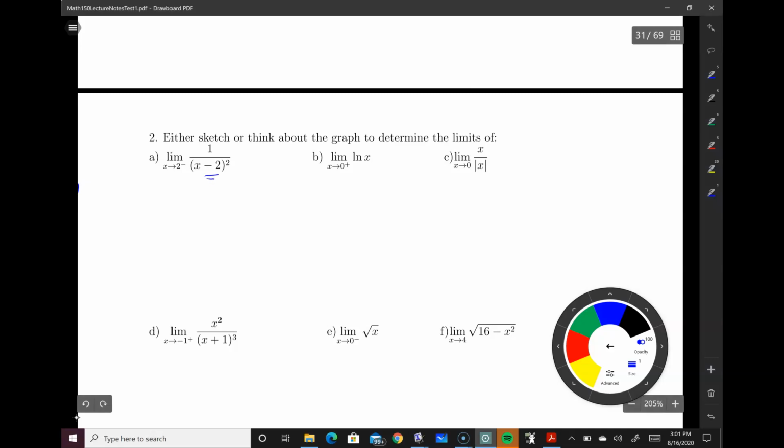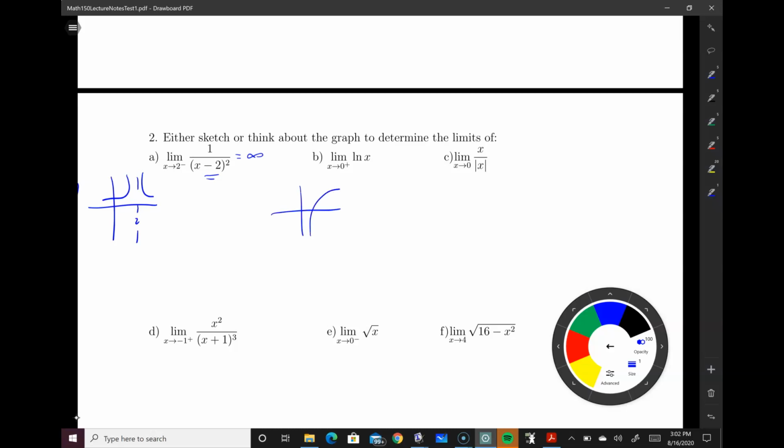So I know that this is a basic graph where the asymptote is here at 2, and the graph looks like this. All right, so as I'm going towards 2 from the negative side, I can see the answer is positive infinity. I'm done. ln of x looks like this.